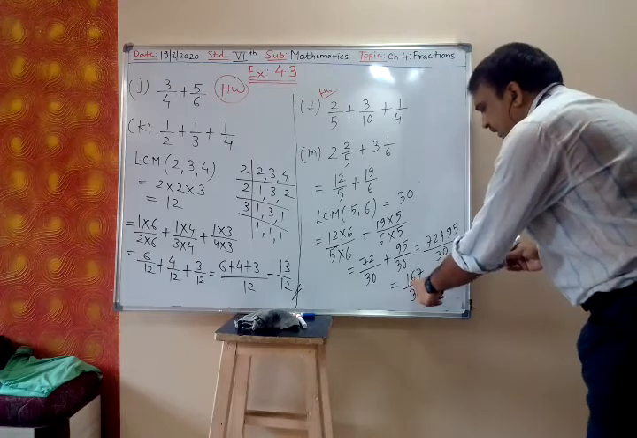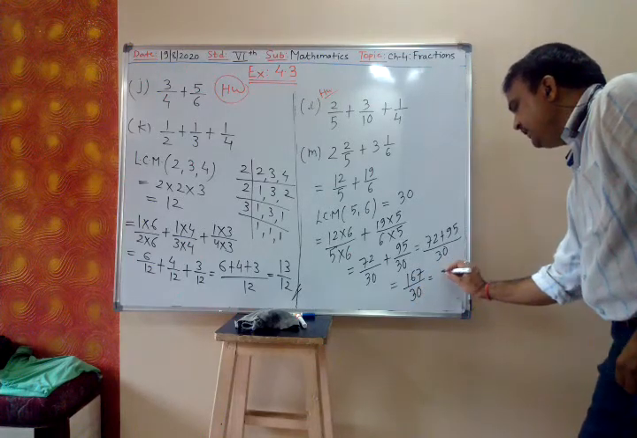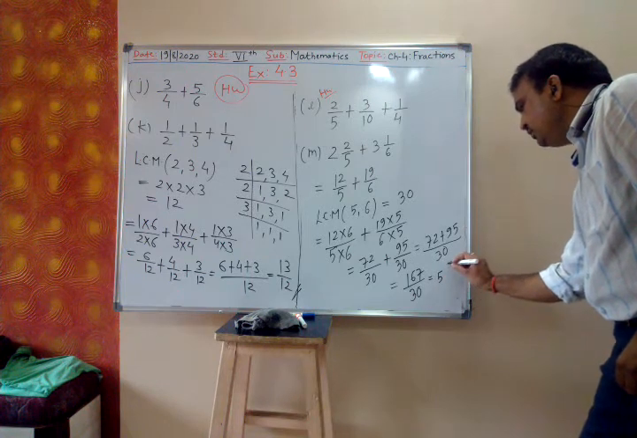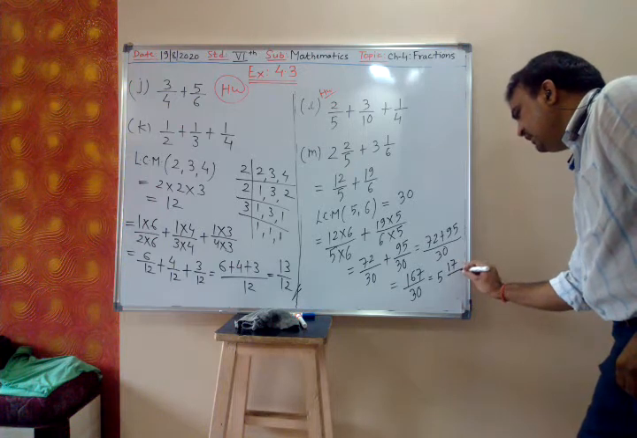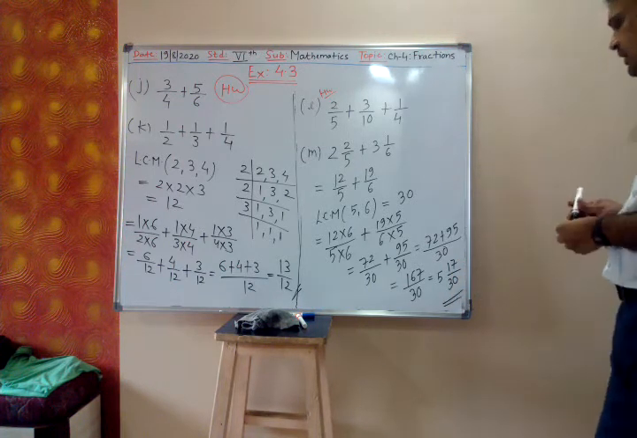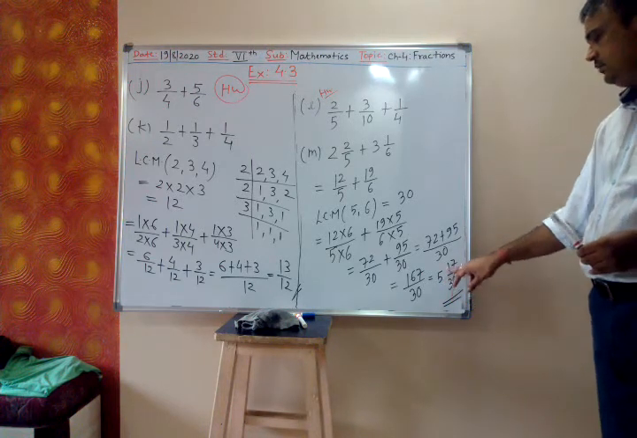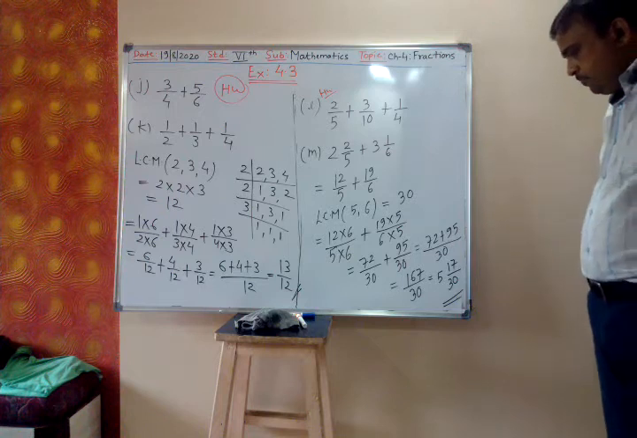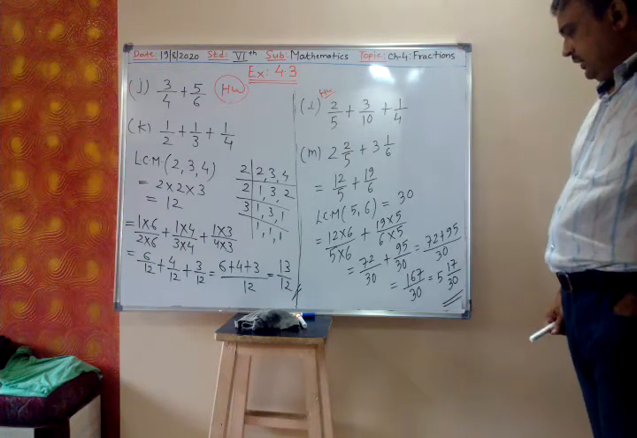By division, divide 167 by 30. 5 times 30 is 150, so the remainder is 17. So it is 5 and 17 upon 30. This is the mixed fraction answer you have to write: 5 and 17 upon 30. Is it clear? Mixed fraction.